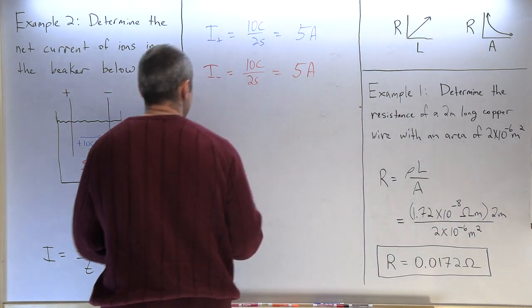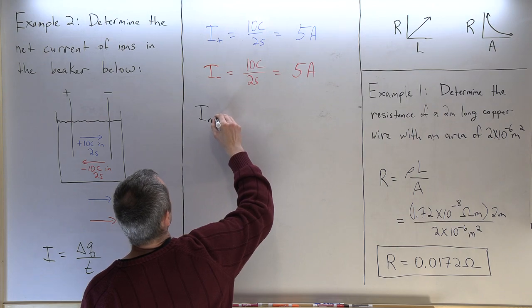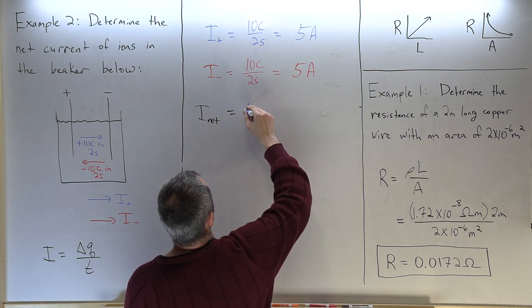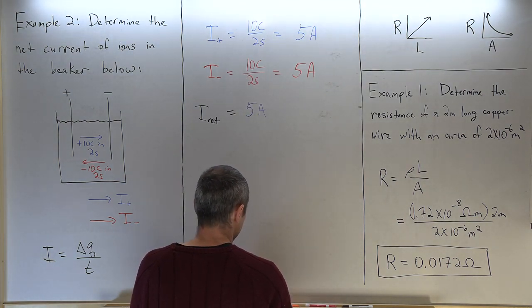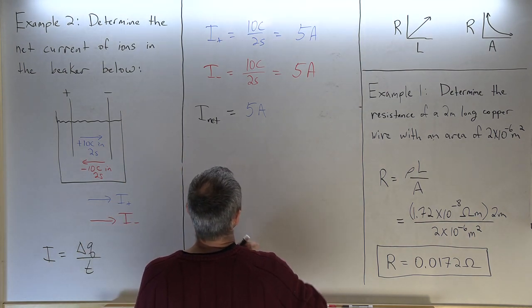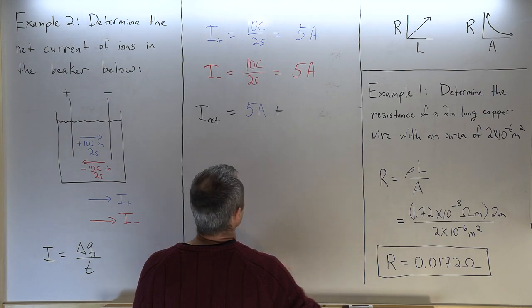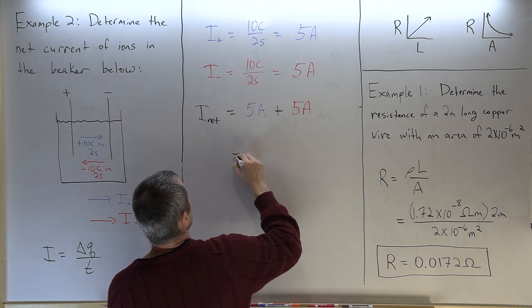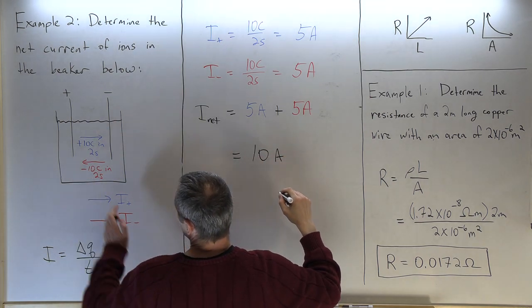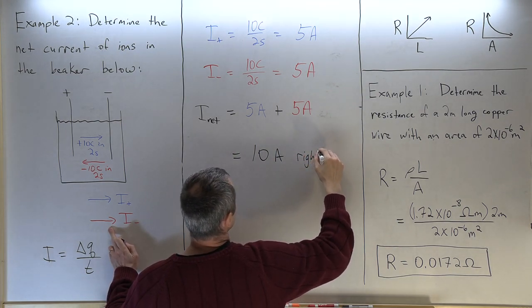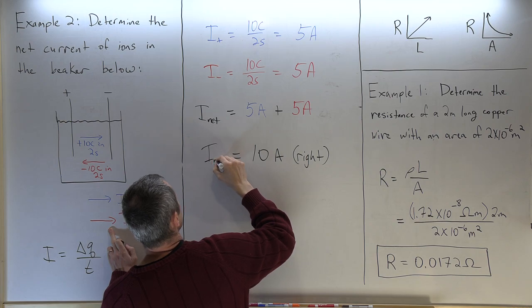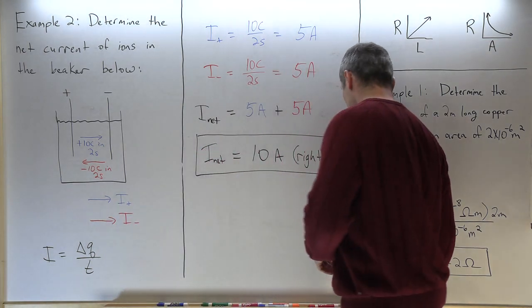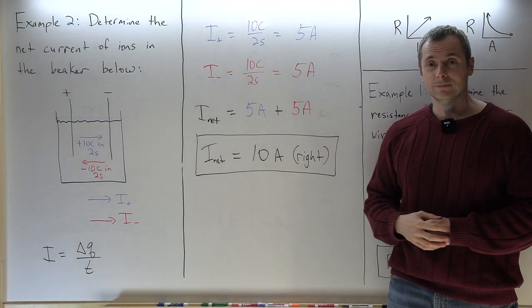Now, the net current will be equal to the 5 amps from the positives plus, not minus, the 5 amps caused by the negative. In other words, the net current is 10 amps and it's going to the right. So let me create a pause to allow you to copy this down.